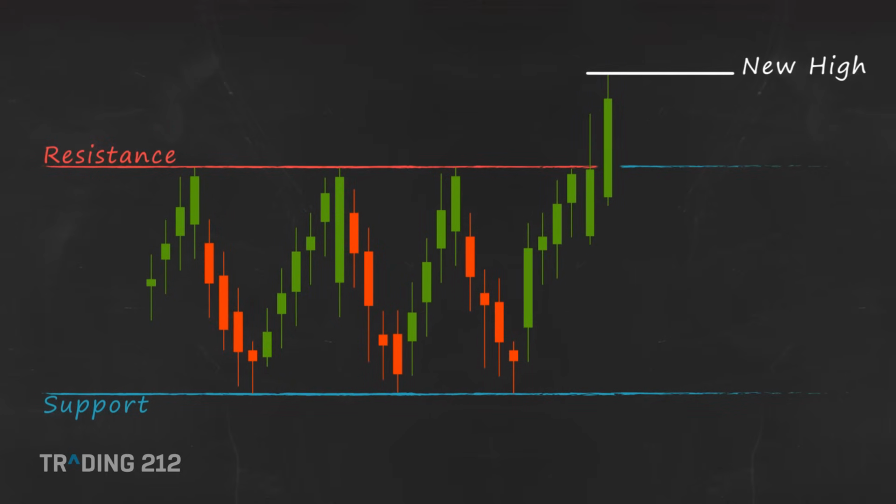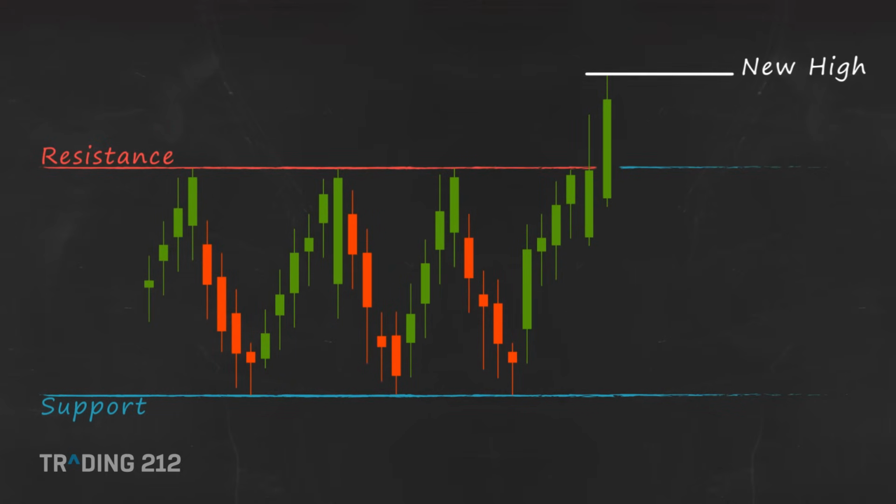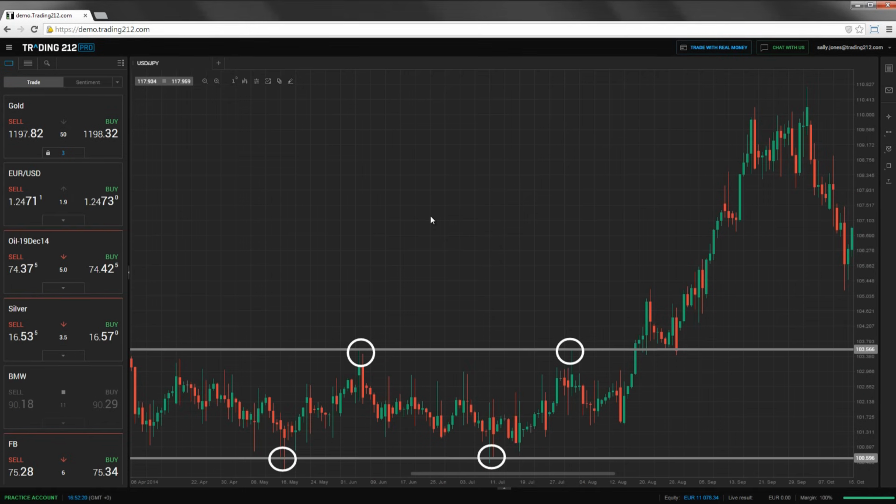the direction you anticipate. Let's go to the Trading 212 Pro platform to illustrate a real live example of trading a breakout. Here we have the US dollar Japanese yen chart in candlestick mode at a one-day time interval. Each candlestick represents the trading activity of one day.